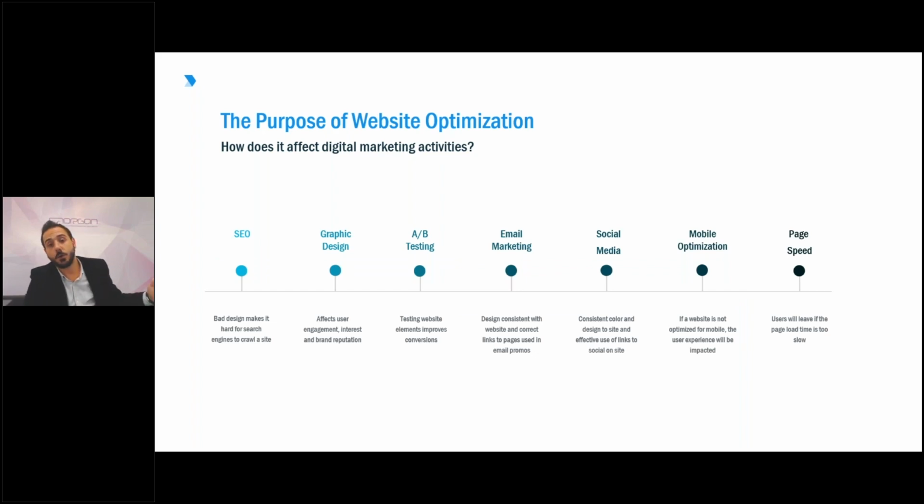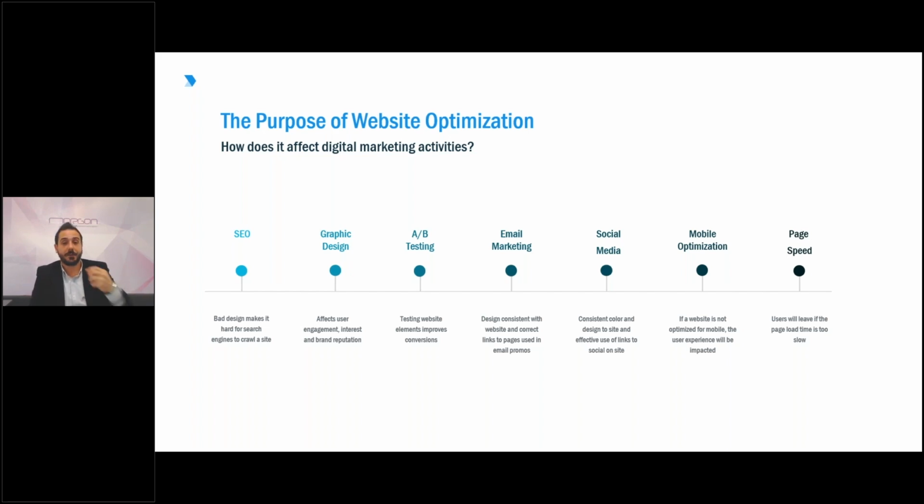How does this affect all the other digital marketing activities? So ranging from SEO to page speed, there's an impact for website optimization on each of those, and vice versa. Each of those elements will impact the website optimization exercise one way or the other. If we start with SEO, as I said, the design, the infrastructure, the components, the elements of the page all play a major role in what we really want to be able to achieve with the search engine result pages.